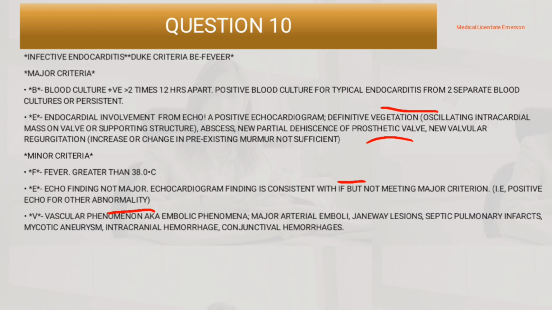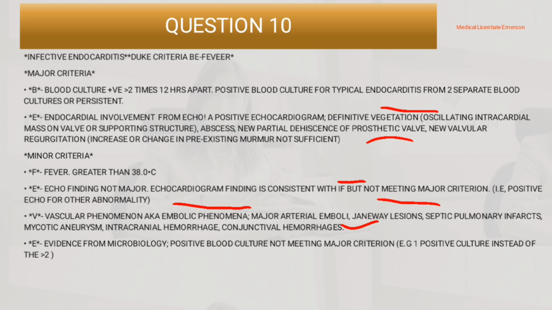Okay. Then for the vascular phenomenon, which is also known as the embolic phenomenon. So examples, we have major artery emboli, Janeway lesions, septic pulmonary infarcts, mycotic aneurysm, intracranial hemorrhage, conjunctival hemorrhages. These are the vascular phenomenon, which is also known as the embolic phenomenon. Then you can also have evidence from microbiology. So evidence from microbiology, we talk about the positive blood culture, which is not meeting major criteria.